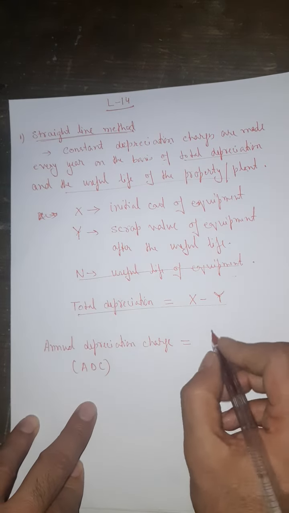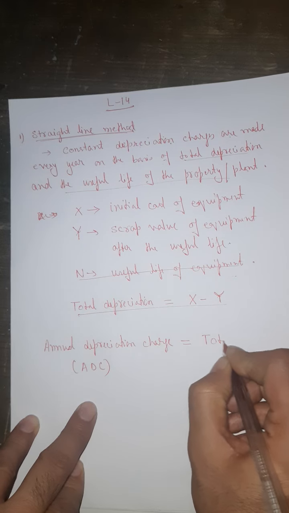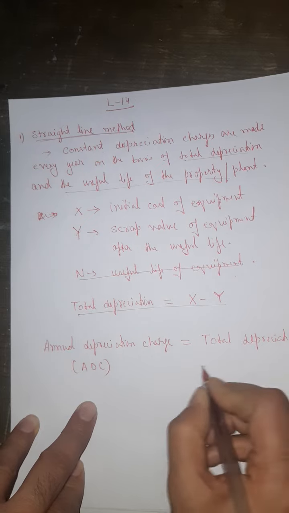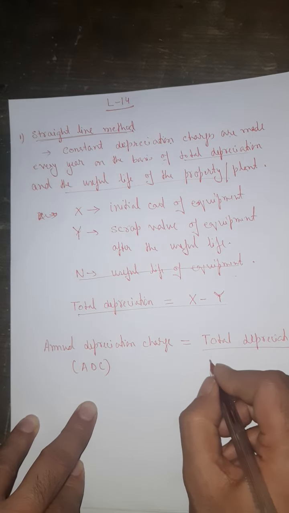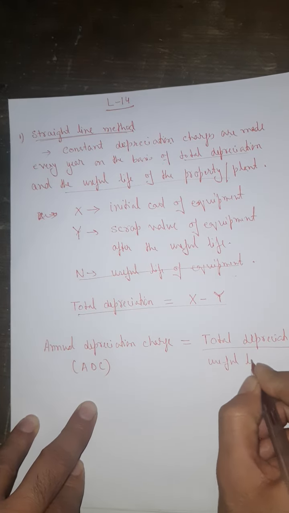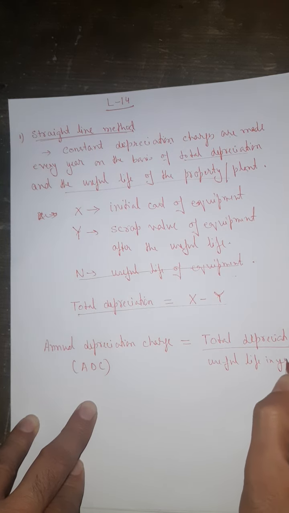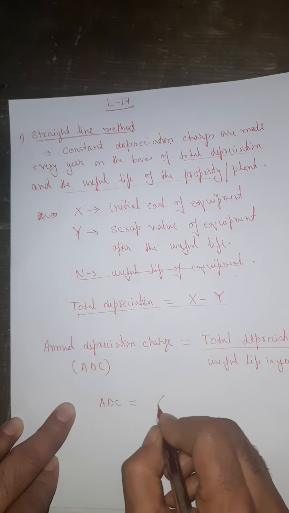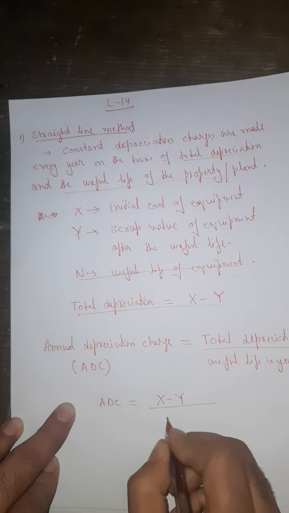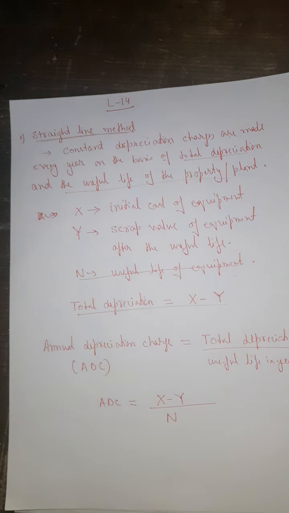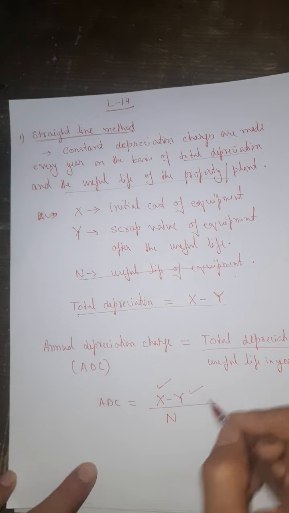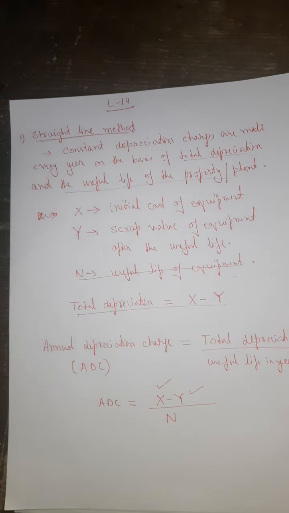So it is given by total depreciation divided by useful life in years. ADC is nothing but total depreciation, which is X minus Y, divided by the useful life N. X is the initial cost or the investment, Y is the scrap value after the useful life is over, and N is the useful life in years.